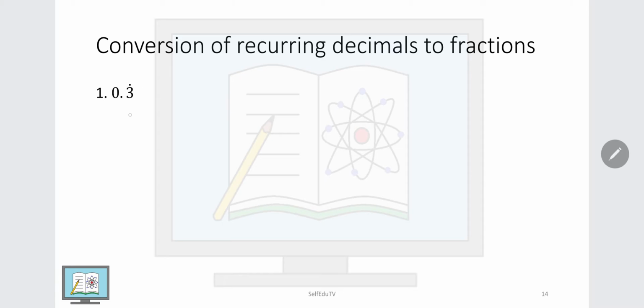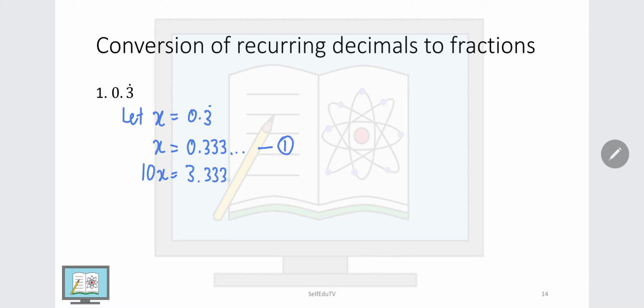So if I let x be this, so 0.3 with a dot above means 0.333. So let's say I call this equation number 1. If I multiply equation number 1 by 10, so x multiplied by 10 will be 10x, and 0.3333333 multiplied by 10 will be 3.333, non-stop. So this will be my second equation.